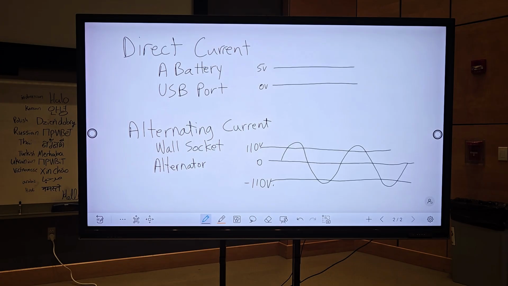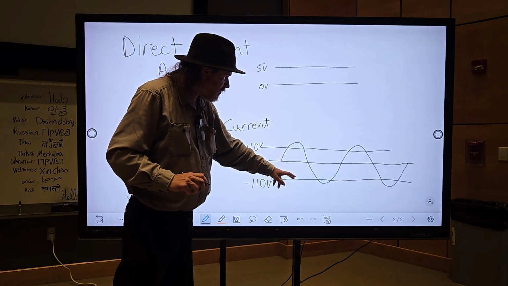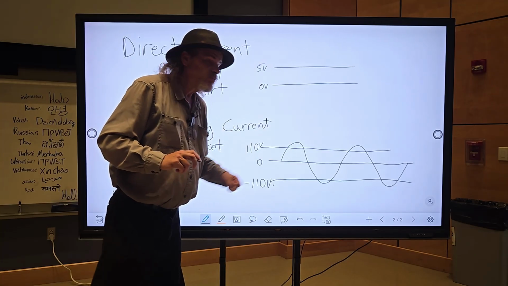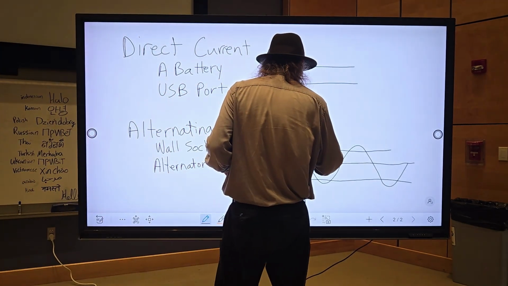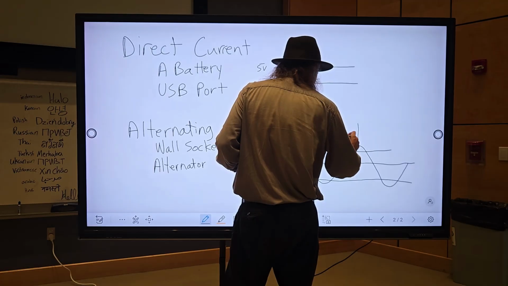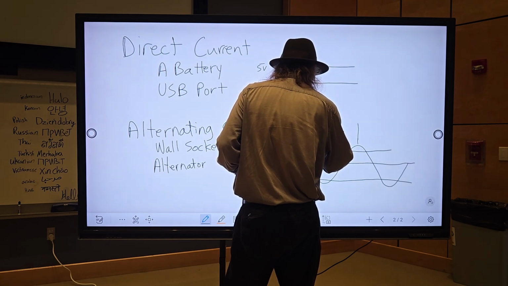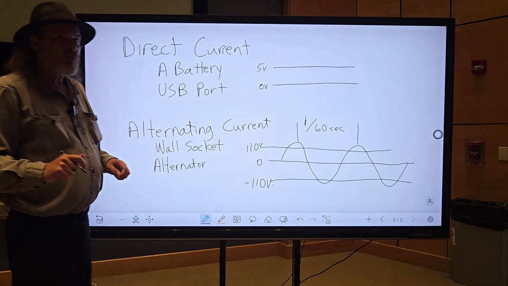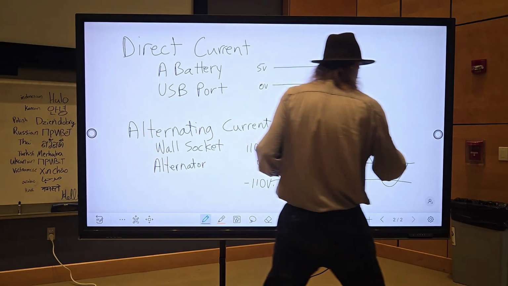So the alternating current fluctuates at a particular frequency between high and low. For the typical wall socket, it would be 1/60th of a second to go through one cycle, or 60 hertz would be the frequency.